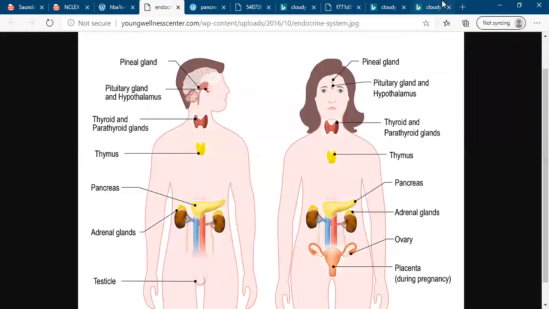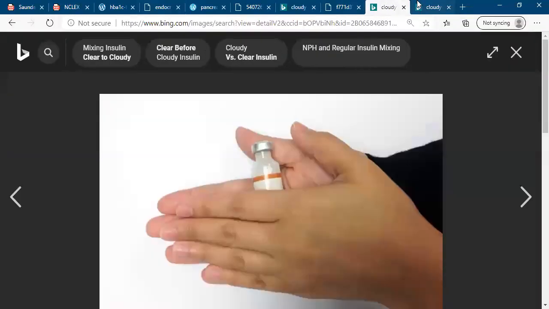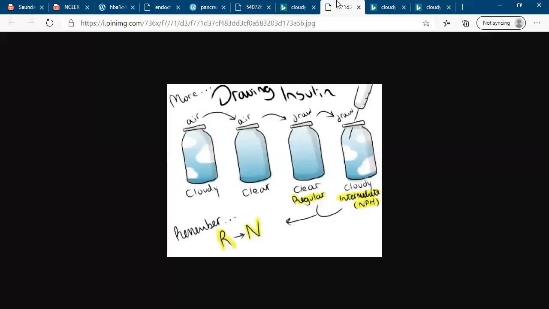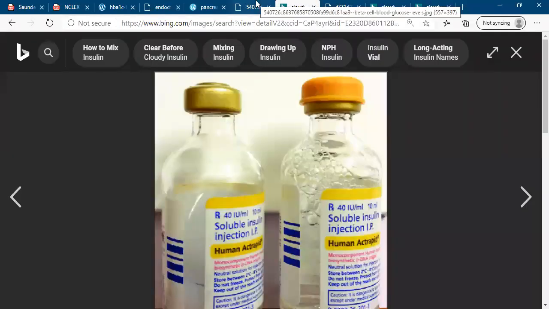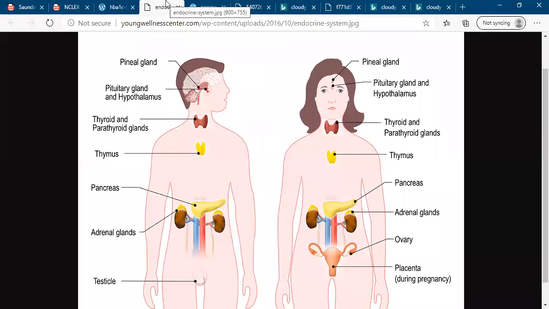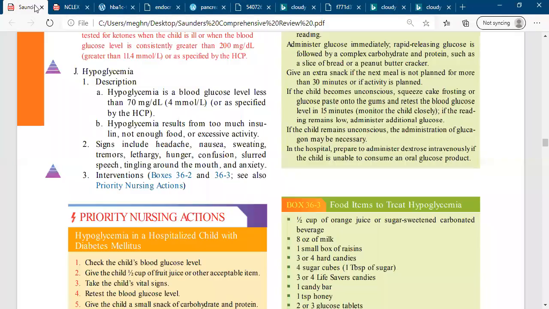So now I'm showing you, and when we prepare the insulin, always keep in mind we have to wash the hands, then we do not shake the vial, we just rotate it between the two hands. Okay, because if we shake like this, the insulin has a chance of breaking down. So it is important for us to know.